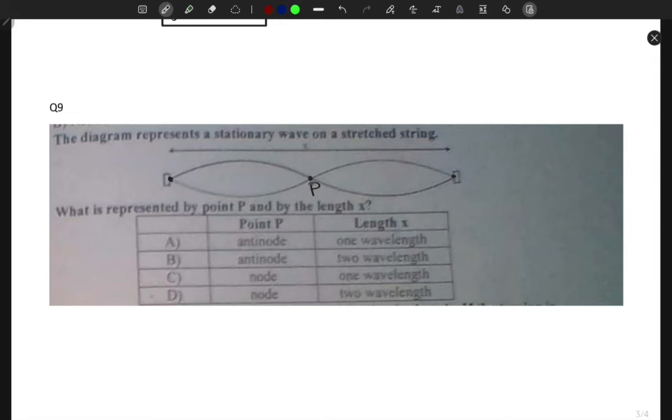And point P is what? We know that when the two waves interfere destructively, they form nodes. So at point P, we have a node. And this is the length x. Now we know one wavelength is one wave that oscillates completely as up and down, right? So x represents one wavelength. So point P is a node and length x is one wavelength. So node, one wavelength. So the correct option is option C.